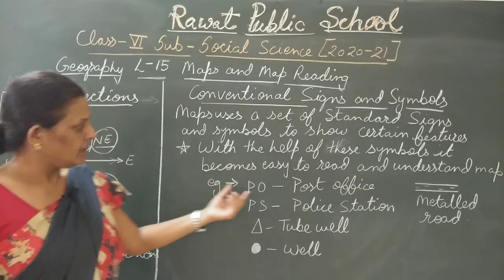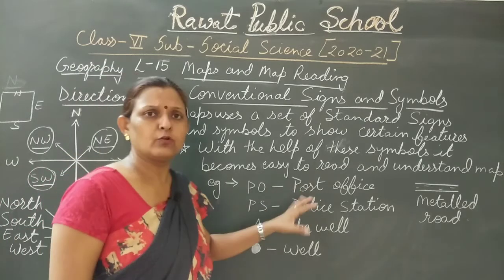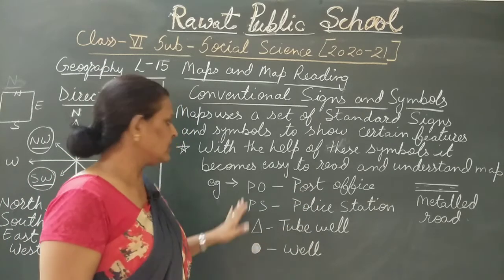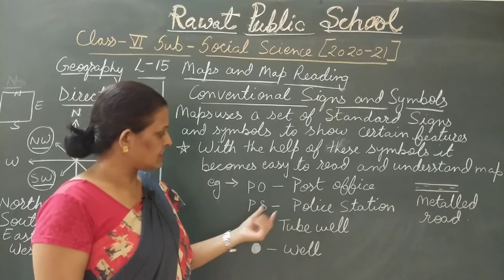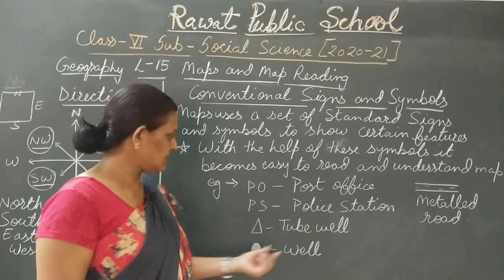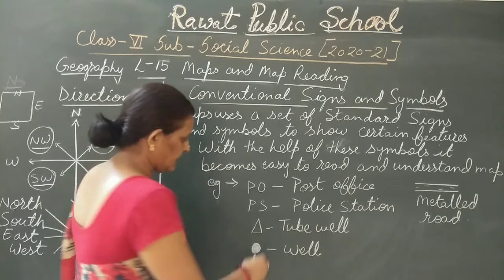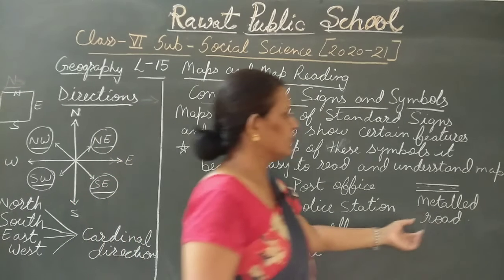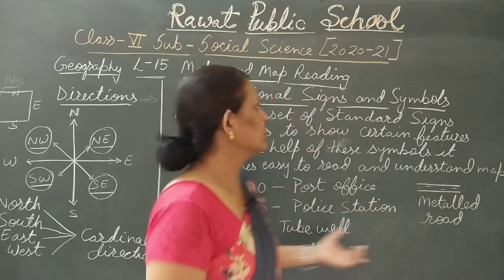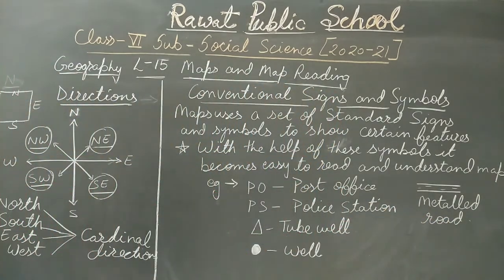Now for example, PO stands for post office. These are only a few. There are many which are given in your book. I have only selected a few. PO stands for post office, PS for police station, a triangle for tube well, a circle with a darkened one is a well with a line, and metal road means pakka road. These are some examples of conventional signs and symbols.